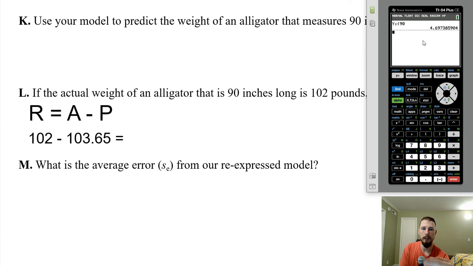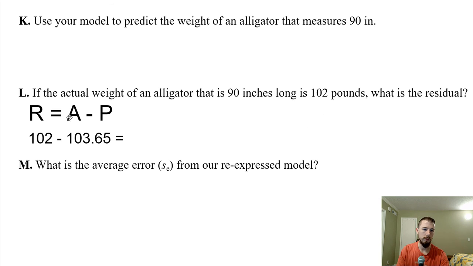So to get the actual weight of the alligator back, we have to undo the cube root by cubing this value. So do it to the power of 3, which will give you an estimated weight of 103.64. If the actual weight of an alligator that was 90 inches long was 102 pounds, find the residual. The residual is the actual minus the predicted. So 102 minus the prediction we just found gives us a negative residual, meaning it was 1.65 pounds lighter than we expected.